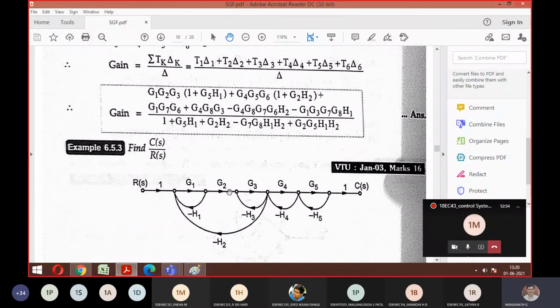Then how many individual loops do we have? How many? Observe carefully and tell me. 16 marks problem.